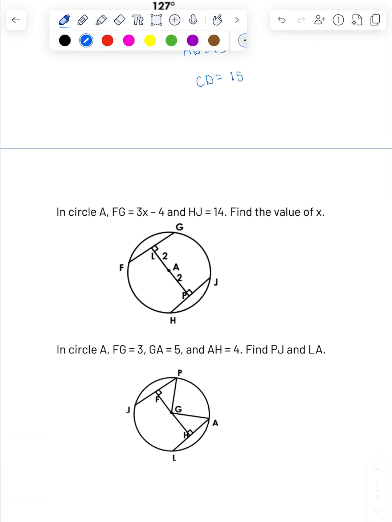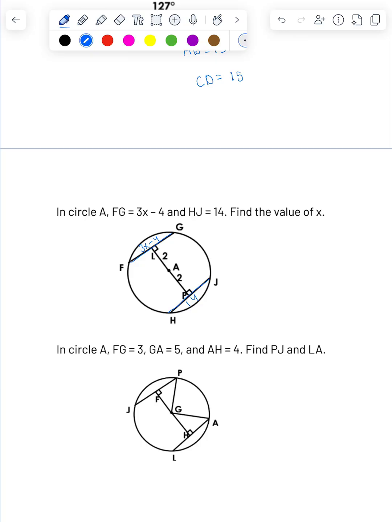In circle A, segment FG is 3x minus 4, and HJ is 14. Find the value of x.